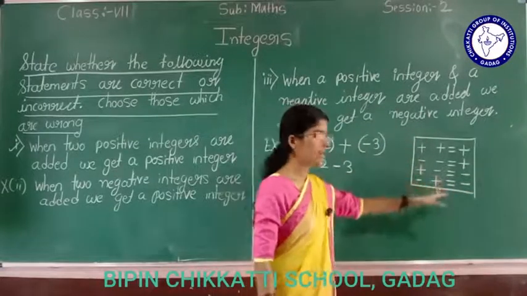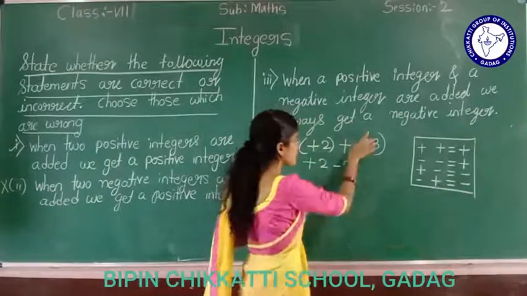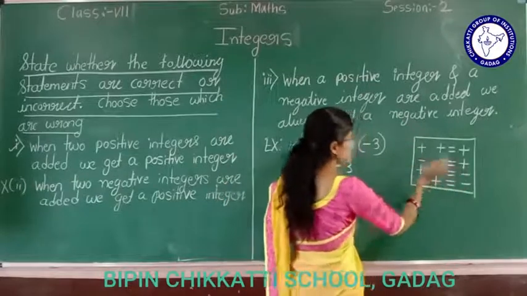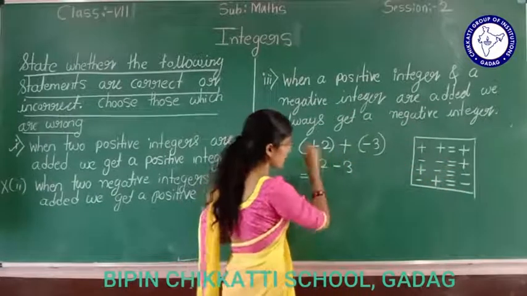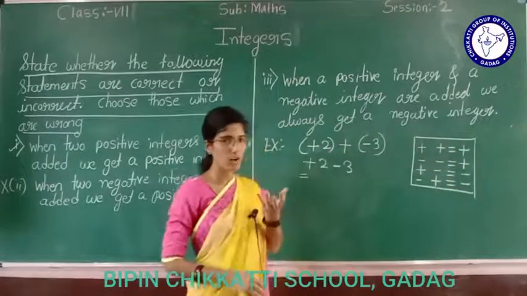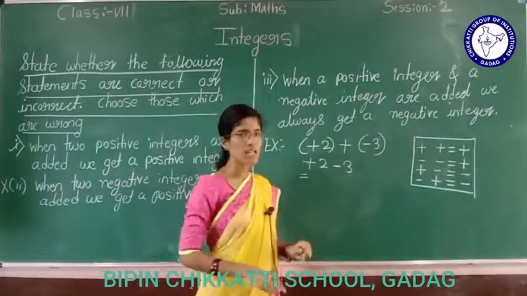It may be addition or it may be subtraction, anything. See here, again I am telling to remove the bracket, use this. Here plus minus is minus 3. Now see here, plus minus is minus. Whatever I am spelling, plus minus is minus. 2 minus 3 is 1.